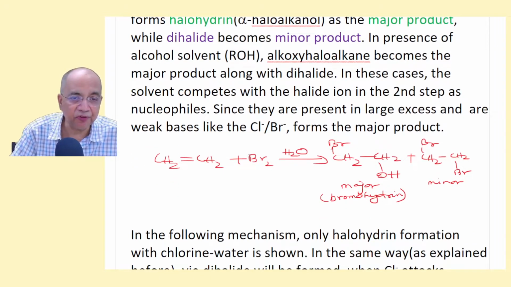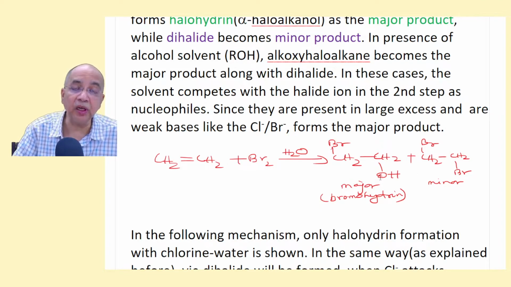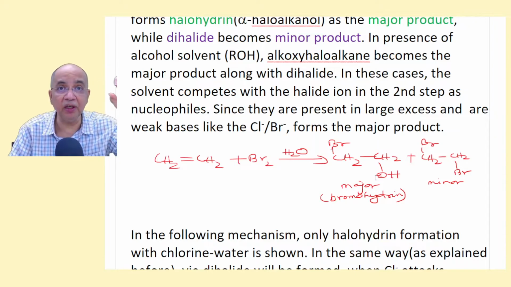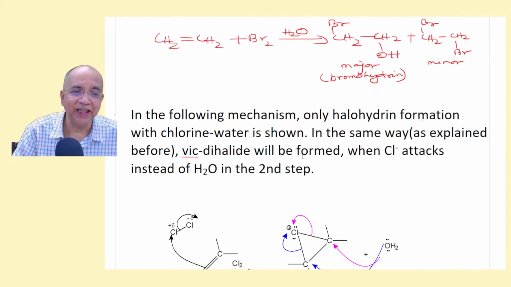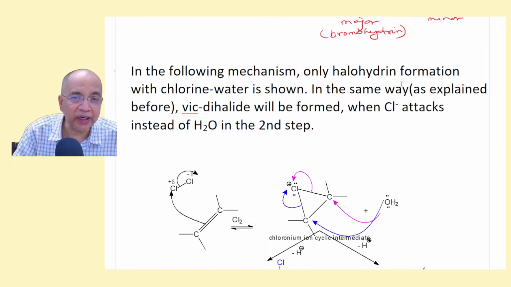Now see, if you are adding bromine water, the major product will be halohydrine, bromohydrine. Bromine on one side and OH on the other side. But the minor product will be no doubt dihalide. But the major product, if you are asked in the examination a single choice answer, then you have to opt for this, not this. Right? In the following mechanism, only halohydrine formation with chlorine water is shown.